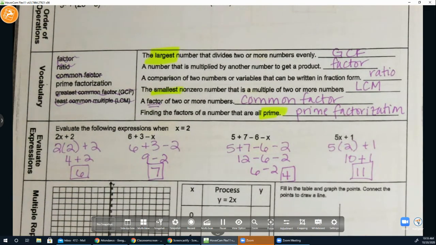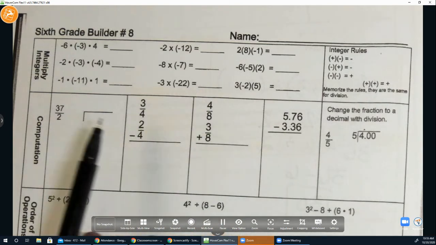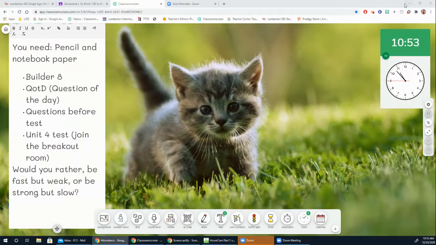So that is our builder. Remember, you need to get that done. Tomorrow we'll be going over a little more. We're going to focus more on the top with computation, especially with these fractions, giving us a refresher on how to add and subtract fractions. So I'll minimize this real quick so we can go back to our screen.